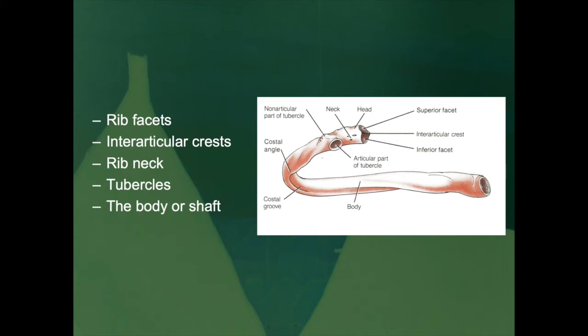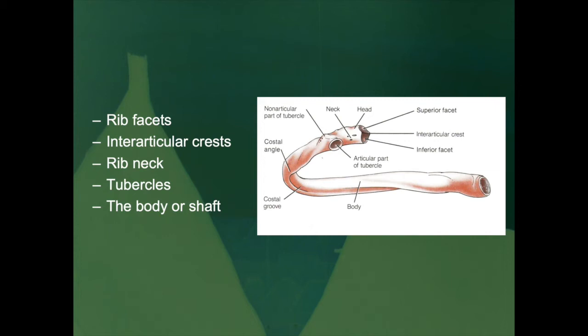The facets on the head of a rib are separated by a horizontal interarticular crest. The inferior facet on the head of the rib is large, and it is larger in a sense than the superior facet. So we'll see some variations there as well. The neck, as I said before, is kind of a constricted portion, just lateral to the head, so as you move away from the midline of the body. And then we see a knob-like structure on the posterior surface where the neck joins the body, and this is called the tubercle.